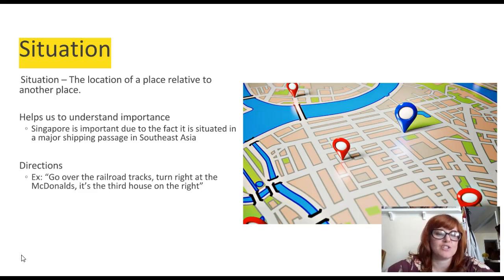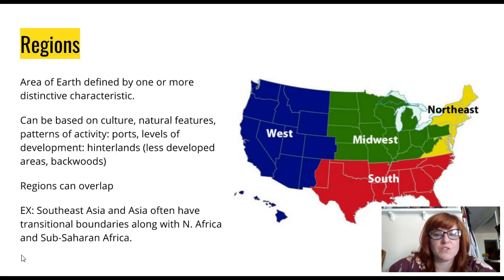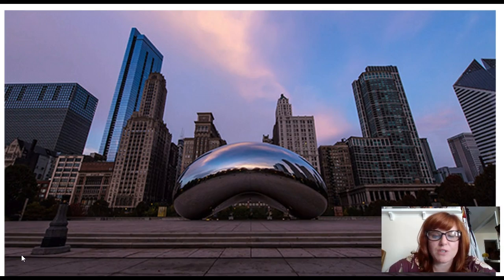Situation is different. Situation is when we talk about directional descriptions, a place in relation to another place, okay? So if we said Singapore is important because it's near a bunch of shipping passages, that would be a situational description, okay? Let me go back actually. If we just talked about this picture again, if I said Cloudgate in Millennium Park is on Michigan Avenue, Michigan Avenue is near Lake Michigan, those are all situational descriptions.